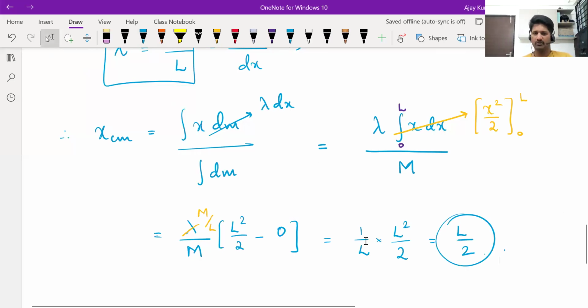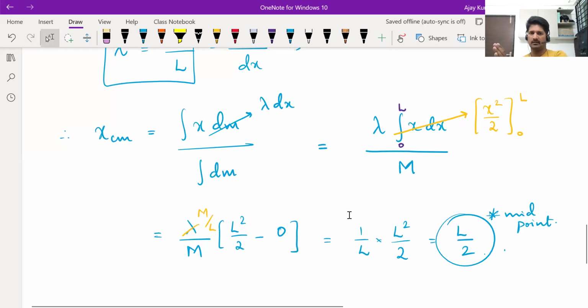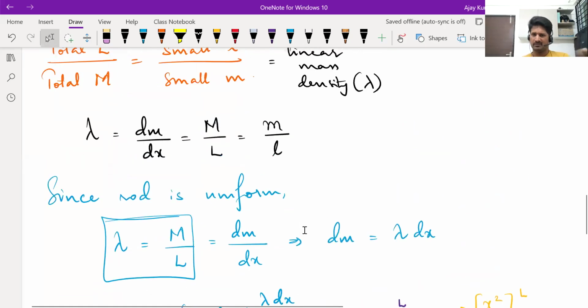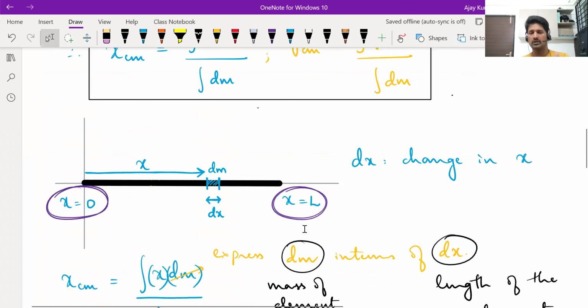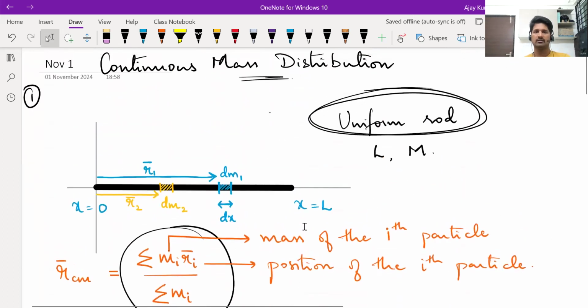Now, intuitively also you could have told that the center of mass of a rod will be its midpoint. But we proved mathematically that the center of mass of a uniformly distributed rod is its midpoint, because the rod was extending from 0 to L. Center of mass turns out to be L by 2, which is the midpoint of the rod. Intuitively we could have told, but I want you to learn the procedure, how to mathematically derive the position of center of mass of a continuous mass distribution.